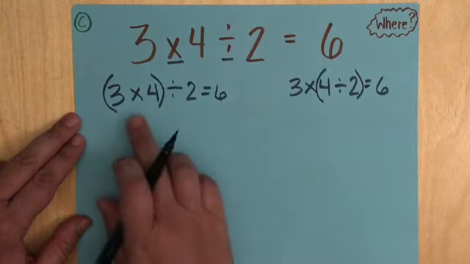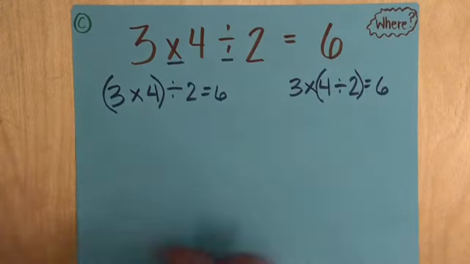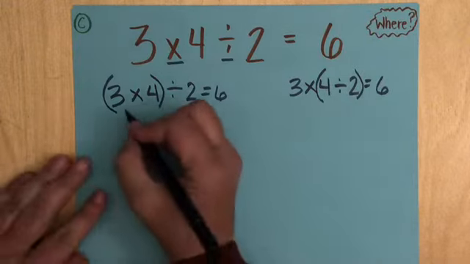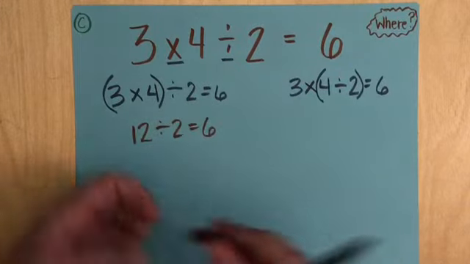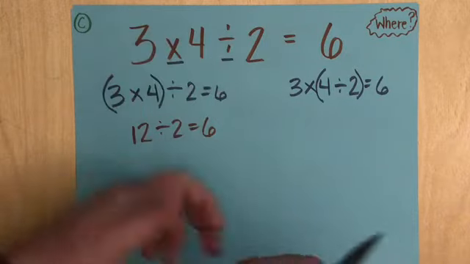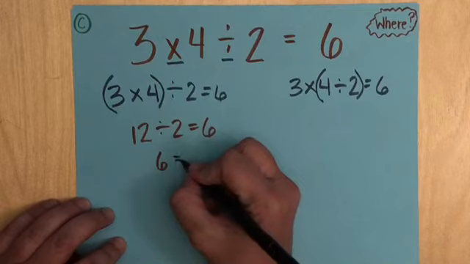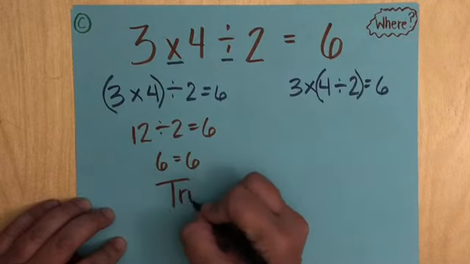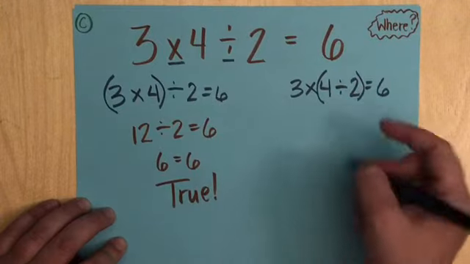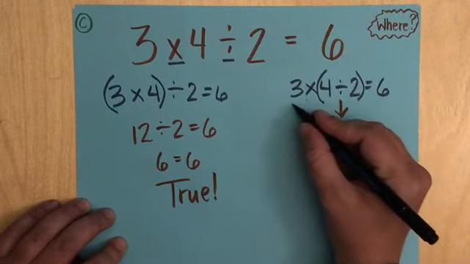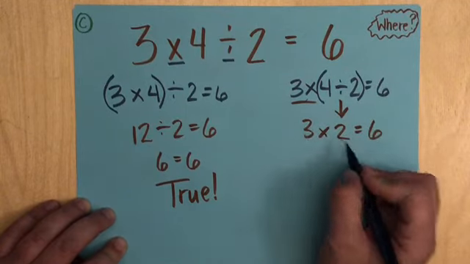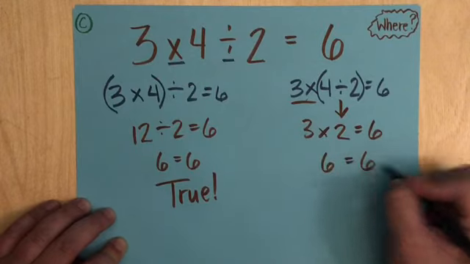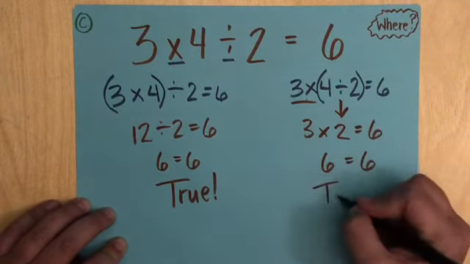All right, so now we have our problem with parentheses in the different places. Let's see which one gets us actually the answer 6. So you should have done 3 times 4 is 12, divided by 2 equals 6. There are 2, 4, 6, 8, 10, 12. There are 6 2's in 12, so 6 equals 6, so this is true. If you had tried it this way, 4 divided by 2 is 2, so 3 times 2 equals 6. So 3 times 2 is 6 equals 6. So this is also true.